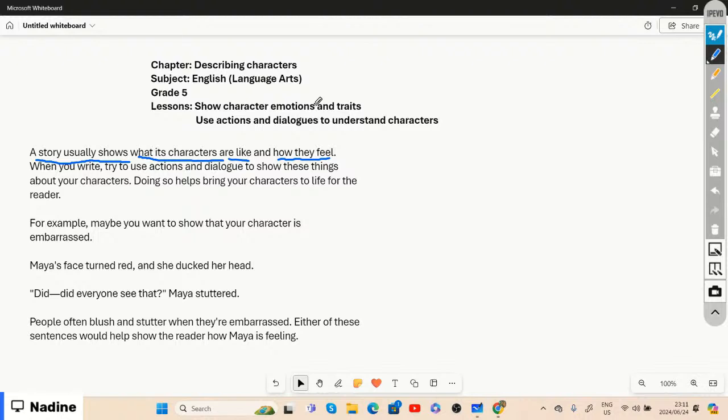All right, so when you write, you need to try to use actions and dialogue to show these things about your character. Just try to imagine if your teacher were to tell you to write something about your character, or you had to come up with your own story or play where you had to describe and write about a specific character. When you write about your character, you need to try to use actions and dialogues to show these things.